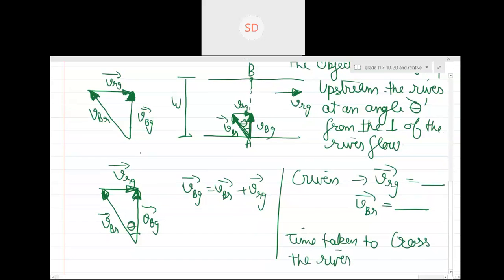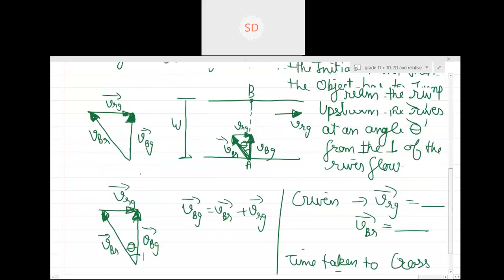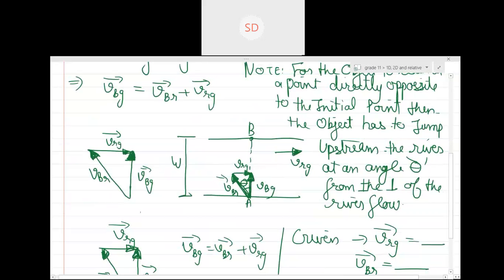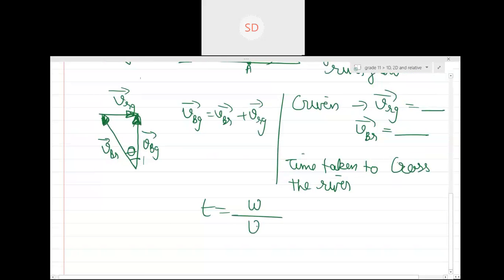The time taken to cross the river will be equal to what? What is the distance traveled in this direction? Can you see this is the width of the river? So the distance traveled in this direction is W, divided by the speed in this direction, which is VBG. So I can write it as W upon VBG. And please remember the magnitude of VBG will be equal to the square root of VBR square minus VR square. Is this clear?